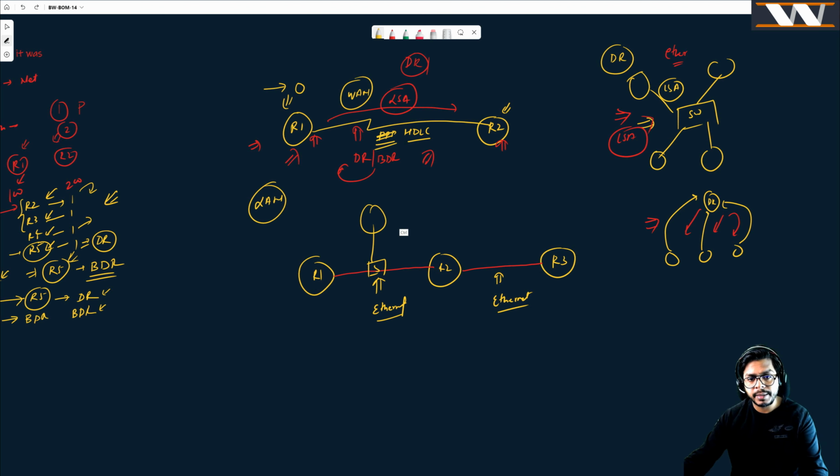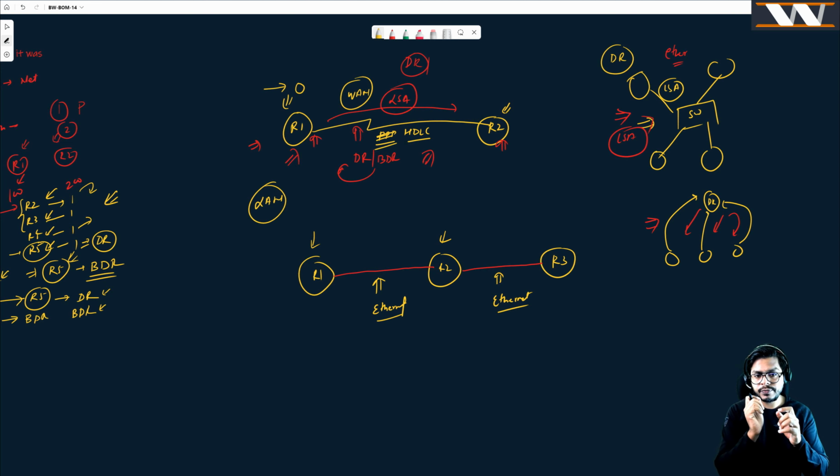But most of the times when we use Ethernet on the LAN side also, we see that there are only two routers, R1 and R2. I take an Ethernet cable, put it into the RJ45 connector of R1 and put the same Ethernet cable at the other end. So this is going to connect my R1 to R2.